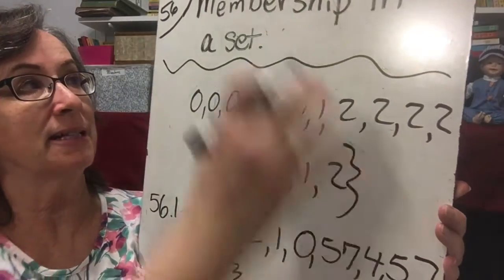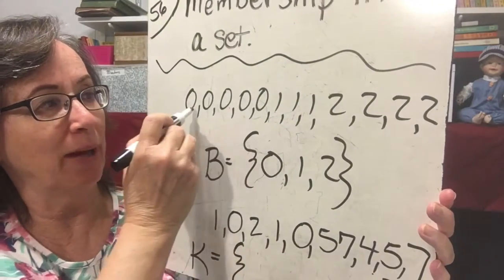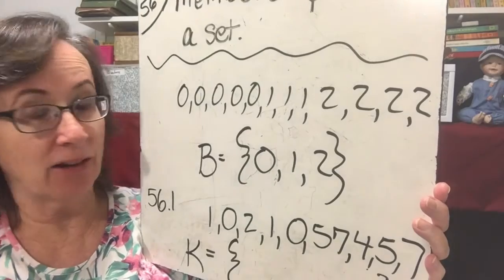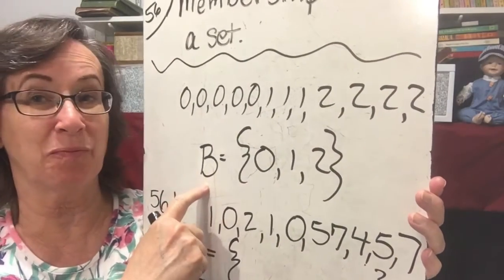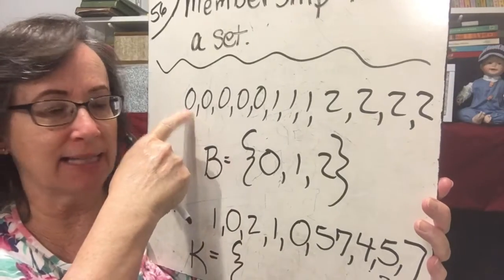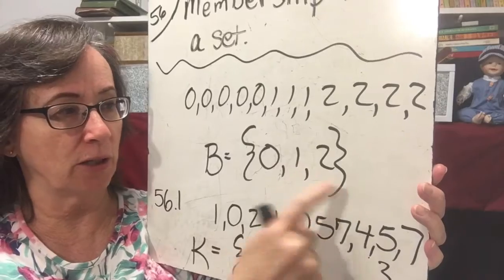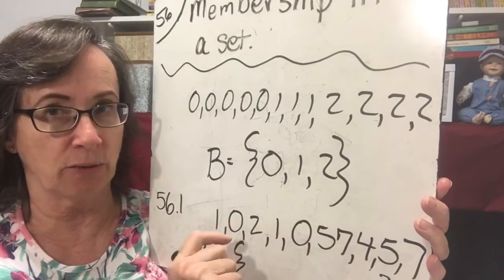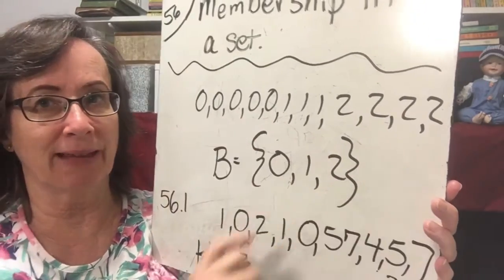Okay, so now let's talk about membership in a set. And here we have a whole bunch of zeros, ones, and twos. And there are no other numbers besides zeros, ones, and twos. So we could describe set B as being this set because it is the set of zeros, ones, and twos. That does not necessarily mean just one 0 and one 1 and one 2. But any number of zeros, ones, and twos could be in that set.